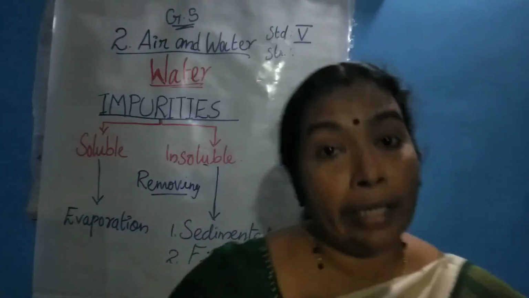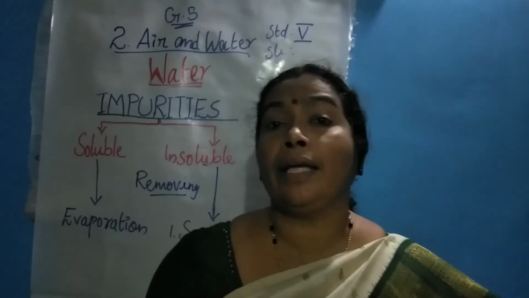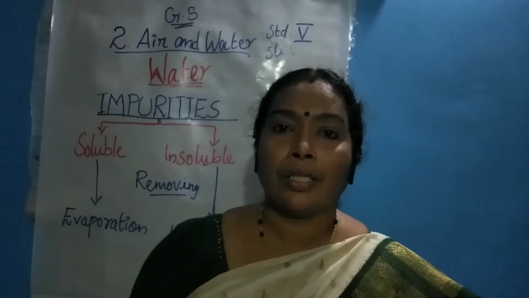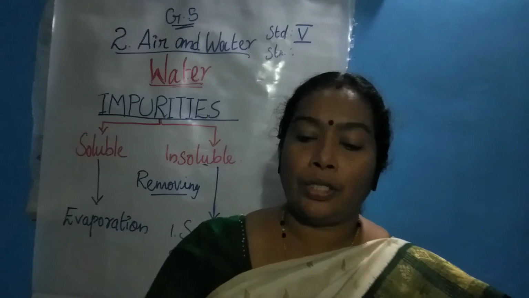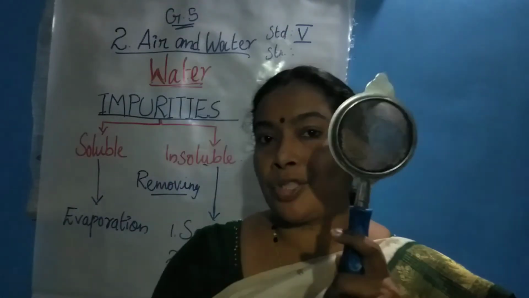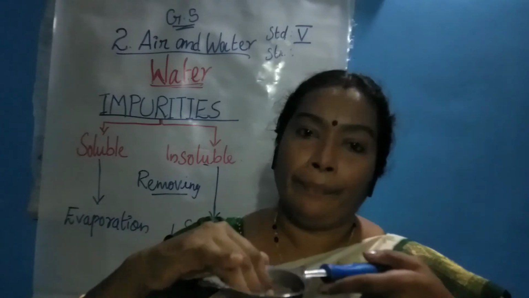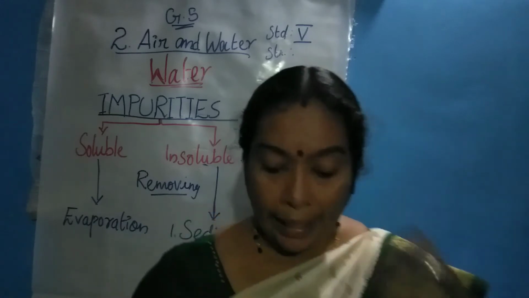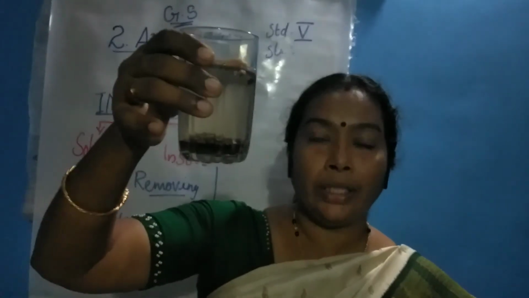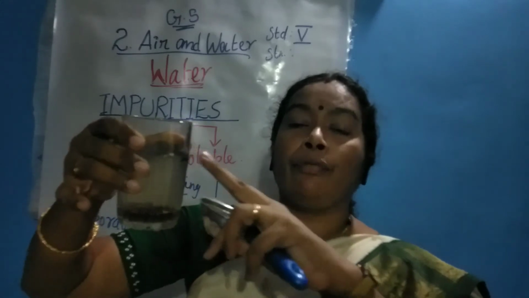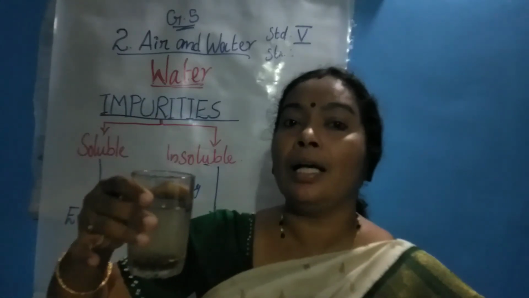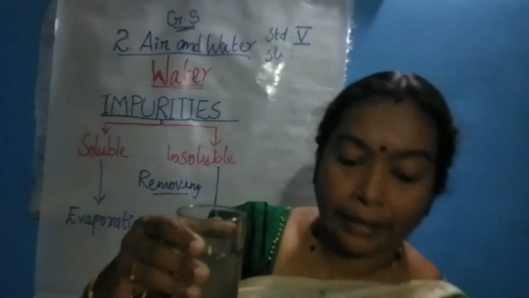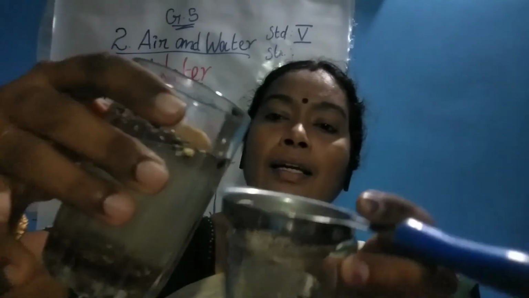Filtration is nothing but what we do daily in our house while making tea. To remove the tea leaves, we use this strainer, and we pour the tea through this strainer. The tea leaves stay in the strainer, and only the tea comes through. In the same way, if I pour this water through this strainer, the floating impurities also stay in the strainer, isn't it?